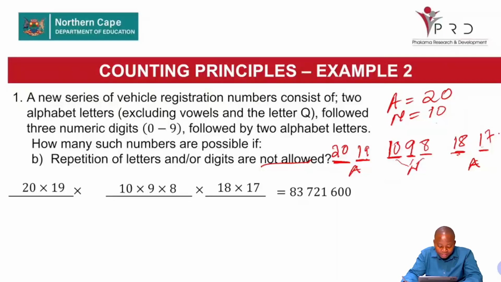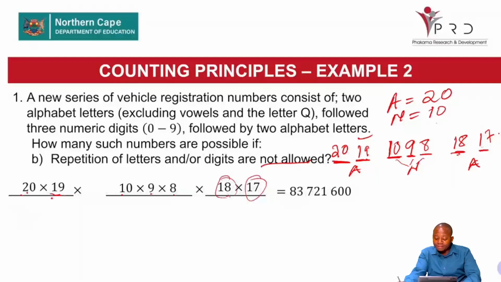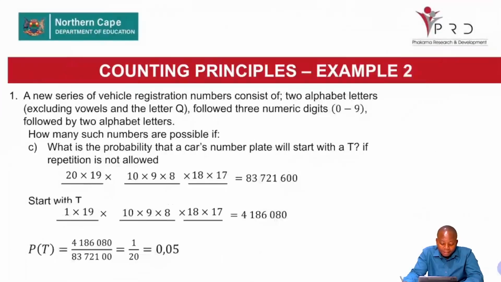Right, now let's look at this. So we're saying 20 and 19. We have 20 choices. After you pick the first letter, we remain with 19. Go to letters again. After you have 19, choose again, we have 18. After you choose from the 18, we remain with 17. Numbers 10, 9, 8. So we just multiply everything together. We have 83,721,600.